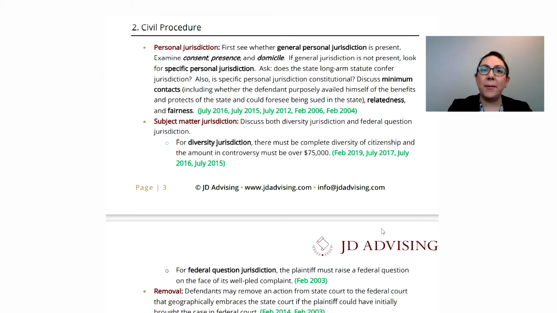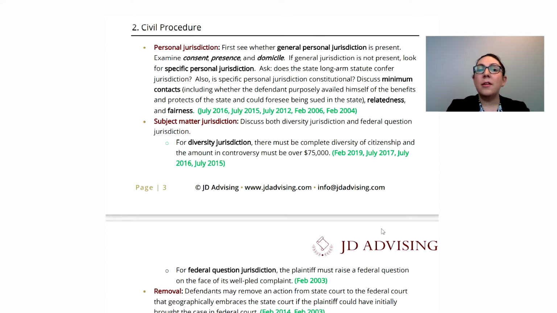Number one, for specific personal jurisdiction, ask if the long-arm statute confers specific personal jurisdiction. And then number two, you have to see if specific personal jurisdiction is constitutional. And this requires a discussion of minimum contacts. And within minimum contacts, you should discuss whether the defendant purposely availed himself of the benefits and protections of the state, and whether the defendant could foresee being sued in that state. You should also discuss relatedness, whether the lawsuit is related to the person's contacts with the state, and fairness. Is it fair for this person to defend themselves in this state?